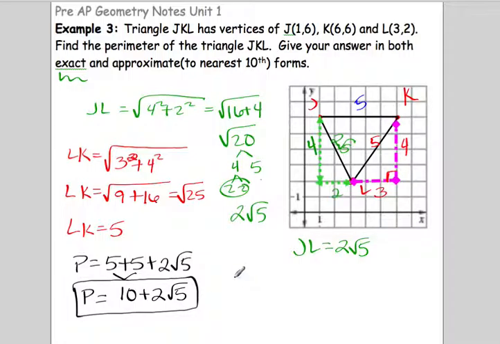If we want to approximate this to the nearest tenth, the tenths place would be one number after the decimal point. I did 2 root 5 in the calculator, pushed enter, and then added 10 to it, and I got 14.5 for my approximate length. This doesn't have any particular unit measure like centimeters or feet, so I won't have any units here, but I am going to put approximately right there.